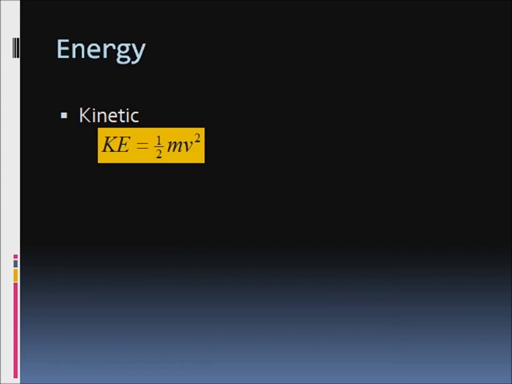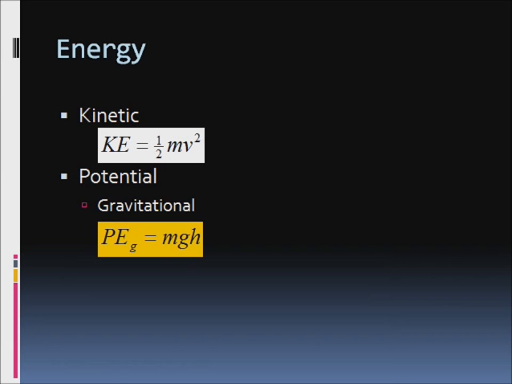Another type of potential energy we've talked about is potential energy stored in a compressed or extended spring. That's given by the formula potential energy in a spring is 1/2 kx squared, where k is called the spring constant, which really tells you how stiff a spring is.